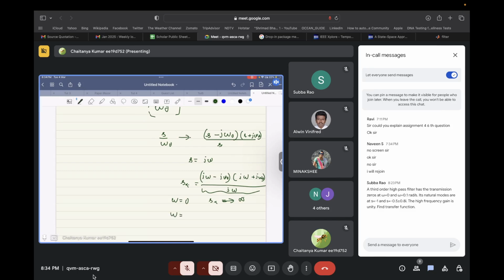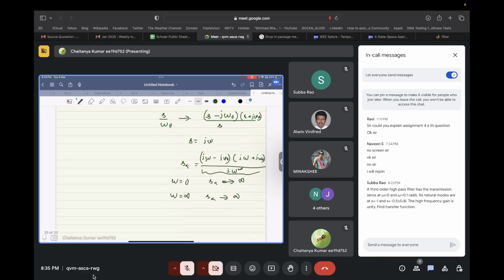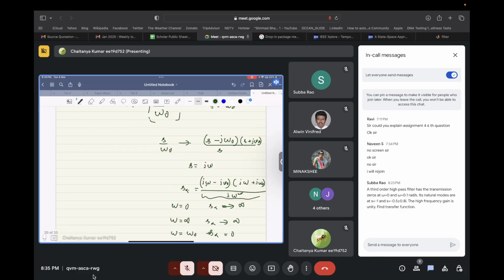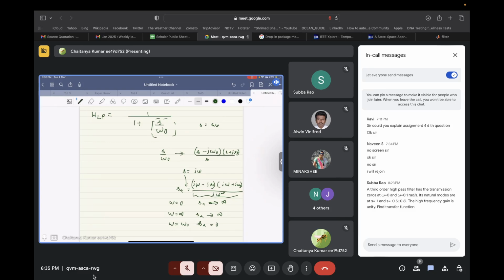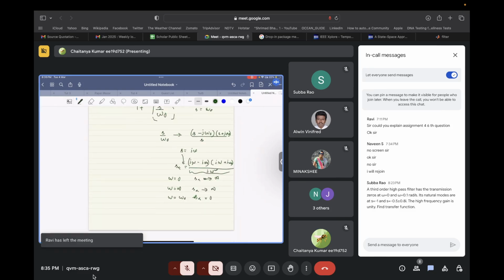At omega equal to infinity, we again have s alpha tending to infinity. Why? Because there is one omega over here, and in the numerator we will have omega square. So omega square by omega is equal to omega. So it again tends to infinity. And at omega equal to omega naught, we have s alpha going to 0. So if we replace this s by omega naught by s alpha, we will get a band pass response.